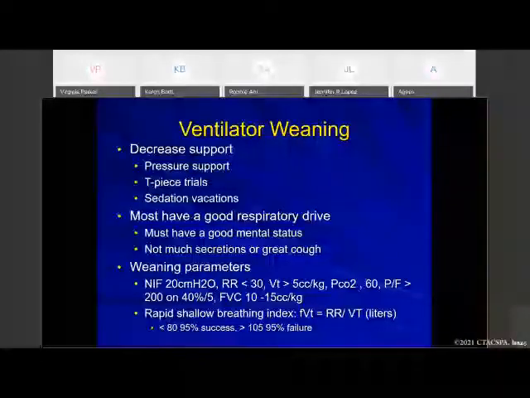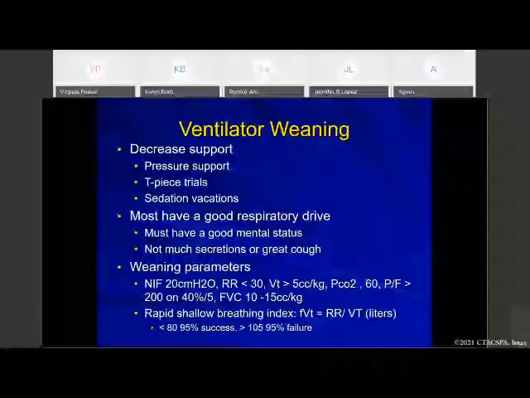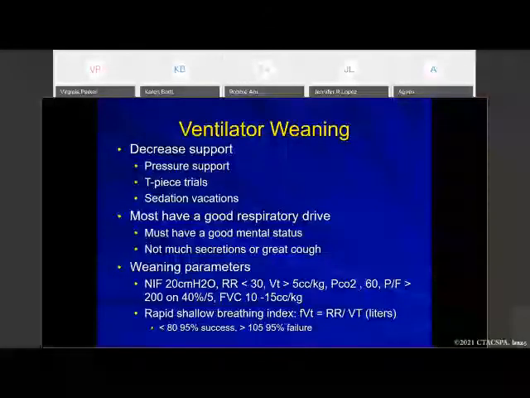You must have good respiratory drive, obviously, and those are weaning parameters down there. There's a lot of old-fashioned ones in there. I still use some of those. Everyone should know the rapid shallow breathing index, which is your respiratory rate over tidal volume, which is in liters. If you have below 80, you have a 95% chance of remaining extubated. If you're above 105, you have a 95% chance of failure. If you're between, you can toss a coin.